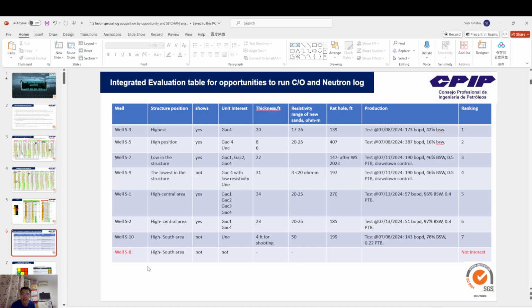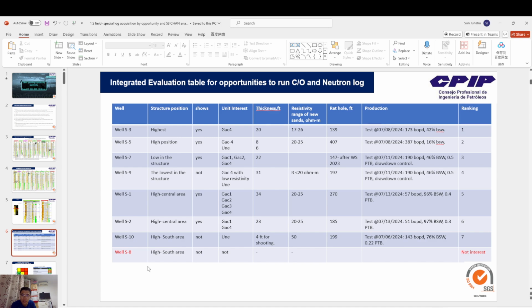Well S10 in the high and south area without oil show. Only one new sand, 4 feet for shooting. Resistivity is high, 50. Rathole around 200 feet. Latest production 143 barrels per day with 76% BSW.